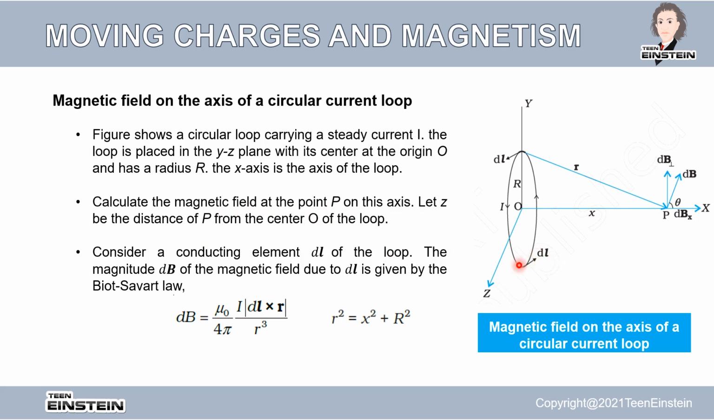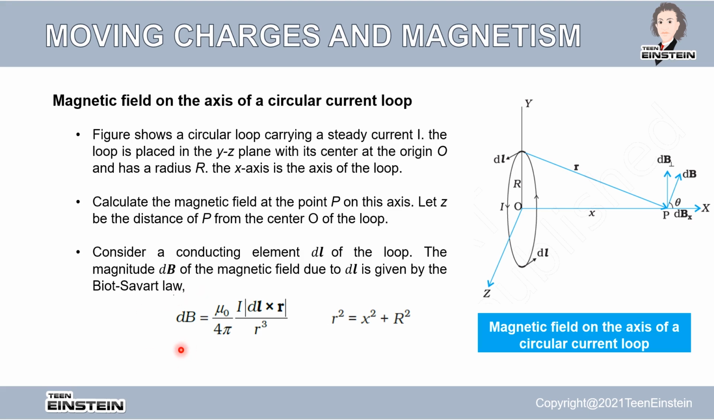Now consider a conducting element dl of the loop. We will take a small element and find the magnetic field given by it, and then we will integrate it over the circular loop. So first, let's take a small element dl and find the magnetic field due to this dl.